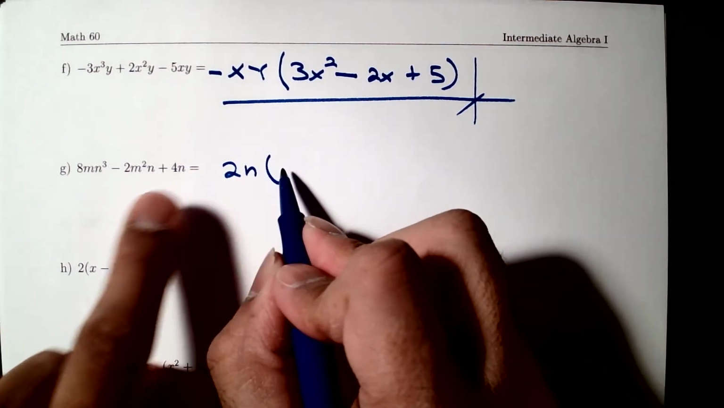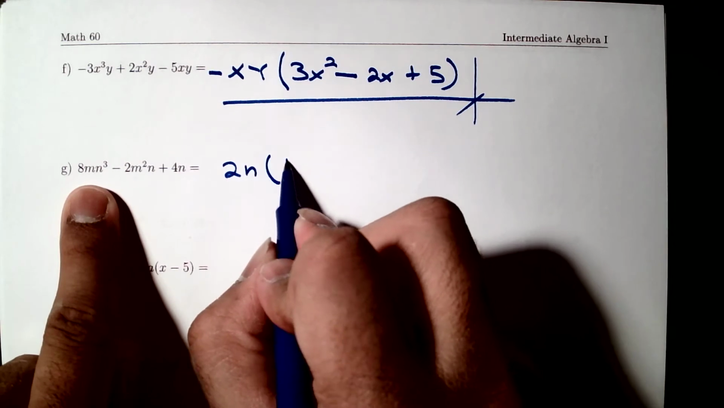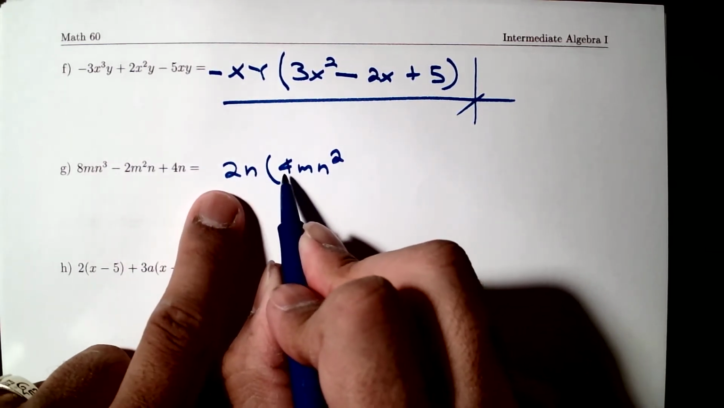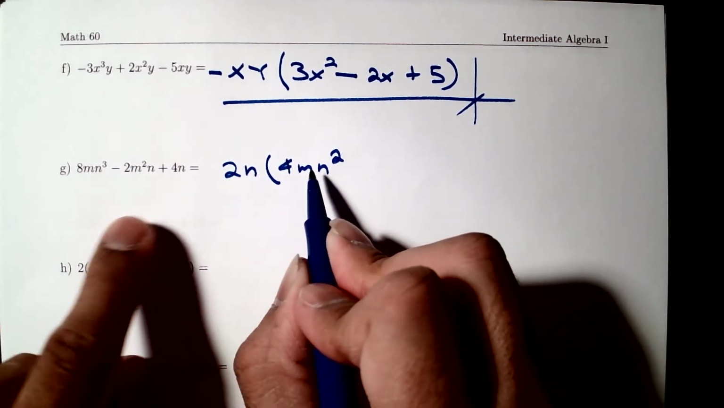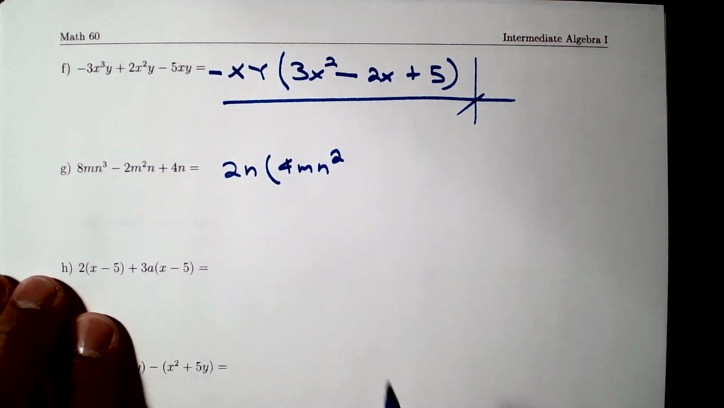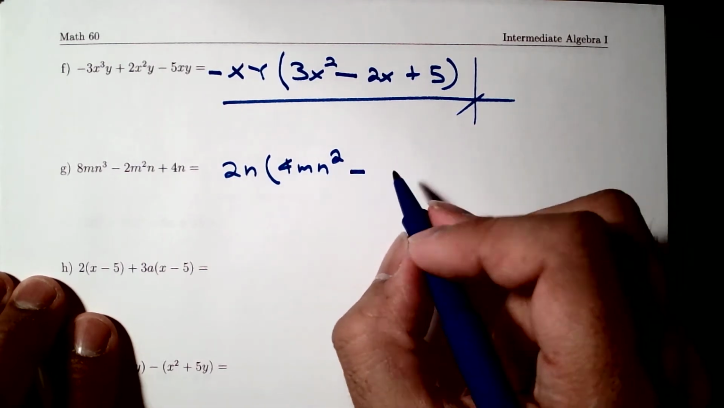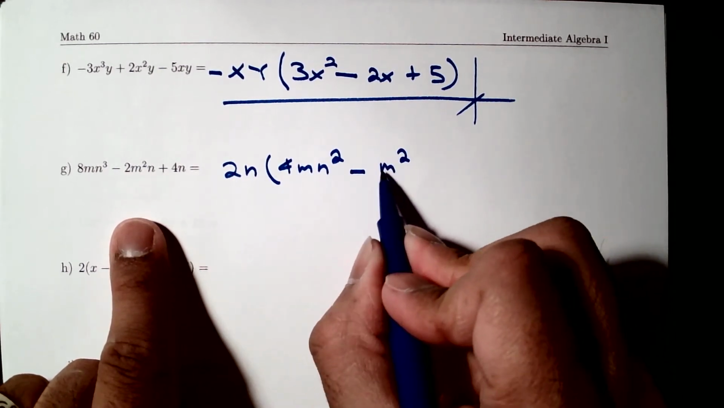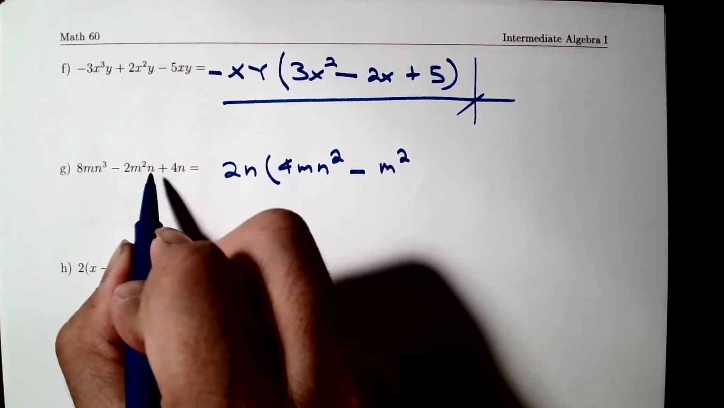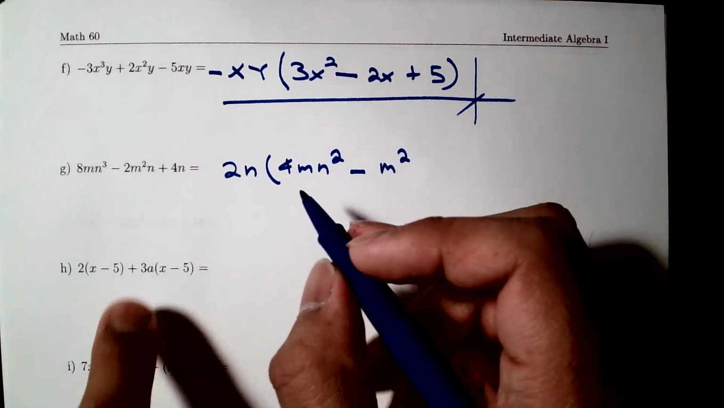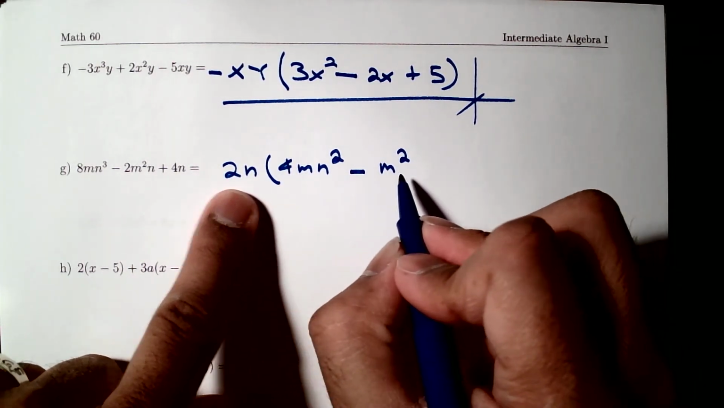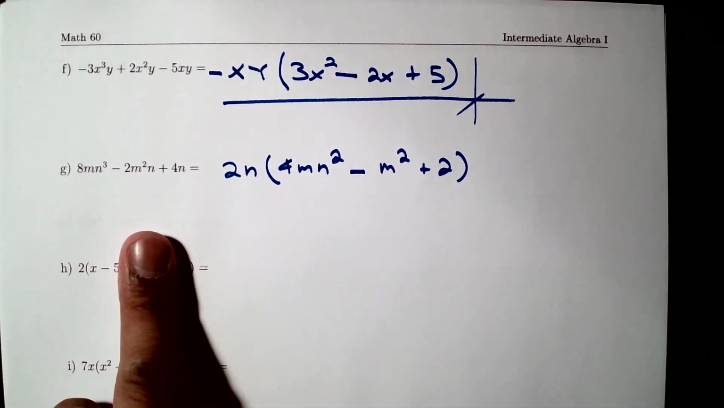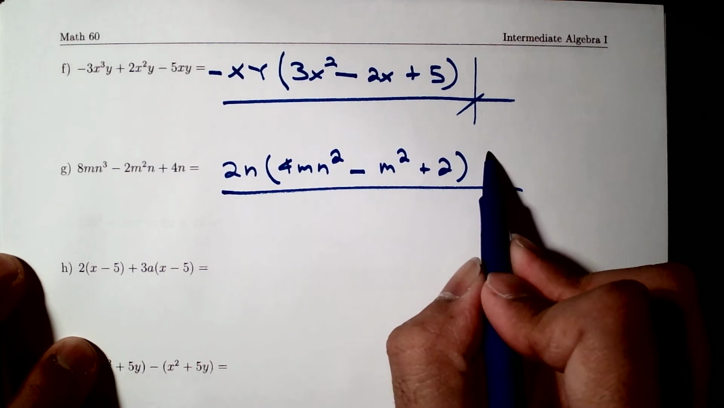And then when I factor out 2n, I'm going to be left with 4mn squared, because 2 times 4 is 8, and n times n squared is n cubed, and m itself. Minus m squared, because 2n times m squared is 2m squared n. And if I factor out 2n from 4n, I'm going to be left with 2, because 2 times 2n is going to give me 4n. Final answer.